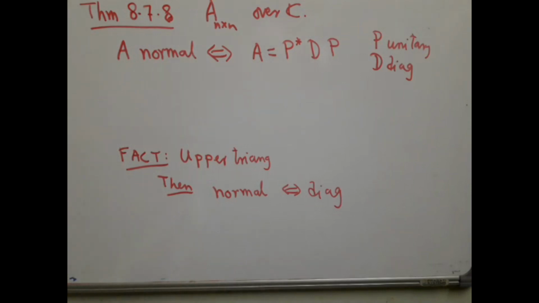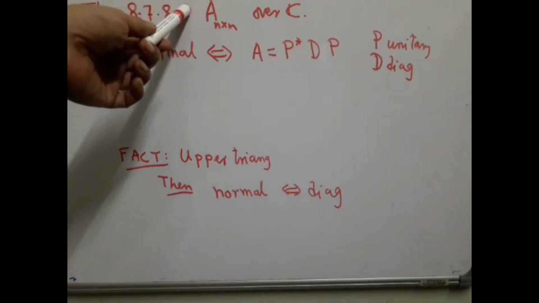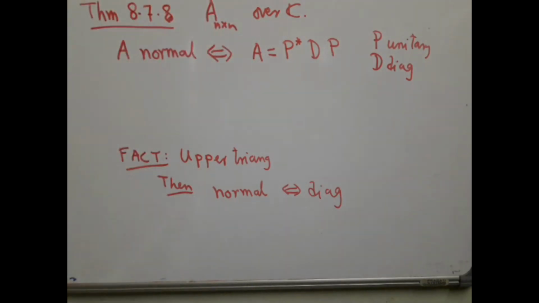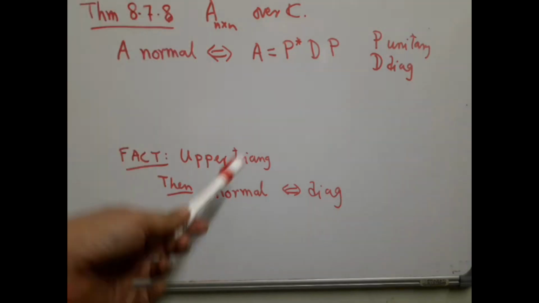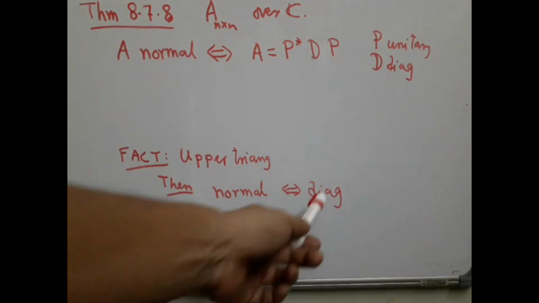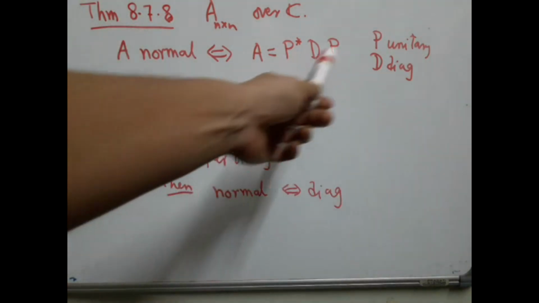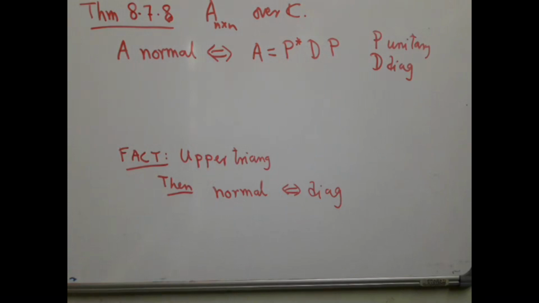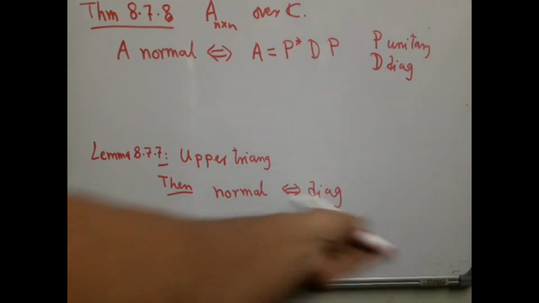Now, the proof is very straightforward, because I am working with a square matrix over C, so without loss of generality, I will assume that A is actually an upper triangular matrix, and then this reduces to this, because once you have an upper triangular matrix, you can just show that it is diagonal, so you can take P to be just the identity matrix. So the thing reduces to proving this fact of 8.7.7. Now, this direction is trivial.